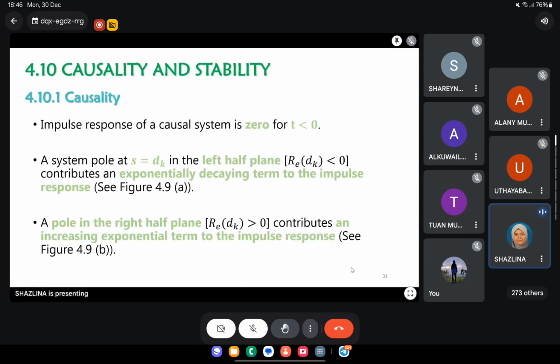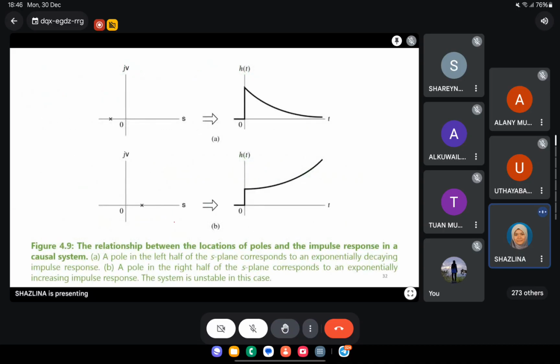Okay, so the last part, causality and stability. So the impulse response of a causal system is 0 for t less than 0. Tahu tak impulse response tu apa? Yang delta. Okay, a system pole at s. Okay, it's easier to look at the figure. From the pole location, actually you can determine whether the system is causal or not.